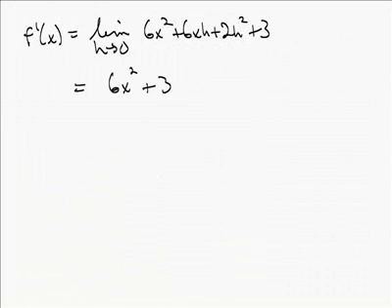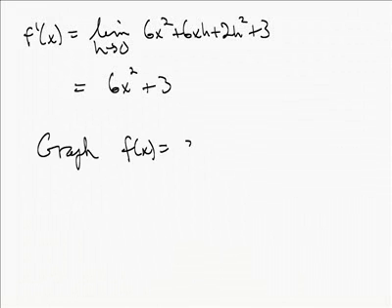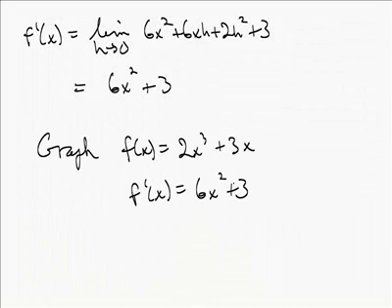Now what I want to look at is the graphs of these two functions compared to each other. I'm going to graph the function f of x, which was 2x cubed plus 3x, and the derivative function, which is 6x squared plus 3. Let's see if we can get an idea of how these graphs relate to each other.